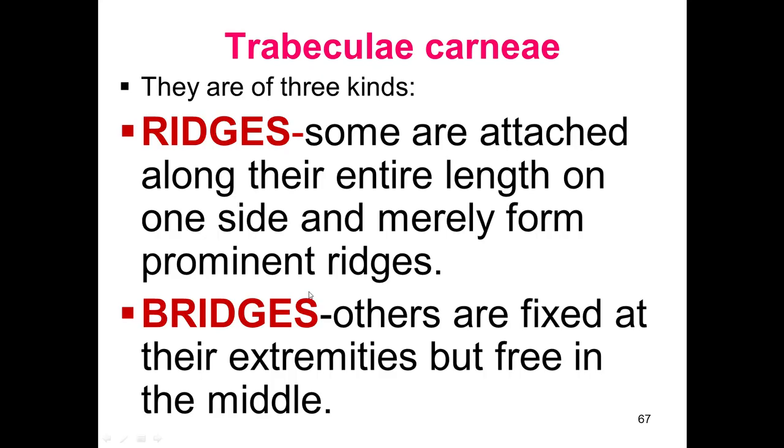Now there are three types of trabeculae carneae: ridges, bridges, and papillary muscles. What are the ridges? Ridges are mere elevations. They are attached along the entire length on one side, and they just form the prominent ridges. Bridges. What are bridges? You have seen a bridge. What are the features of a bridge? The two ends are fixed and it is hanging in between. So the bridges are that part of the trabeculae carneae which are fixed at their extremities, but they are free in the middle.